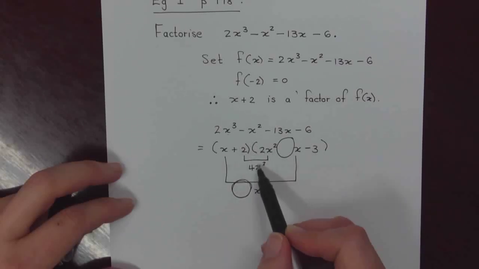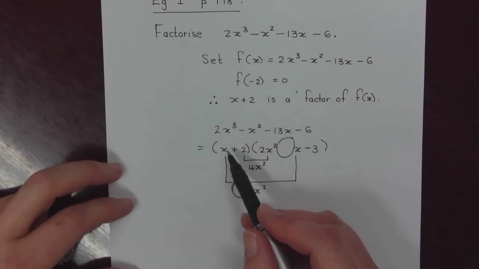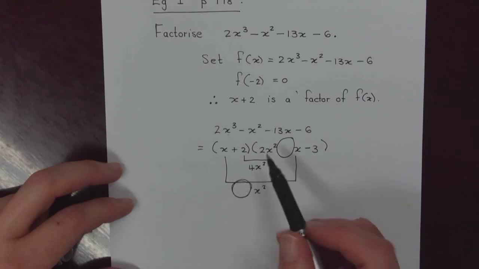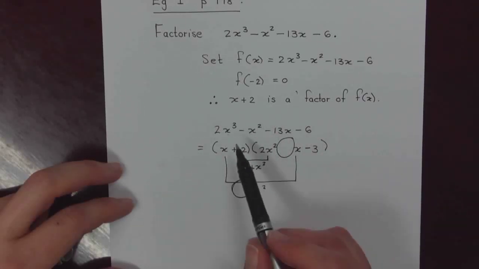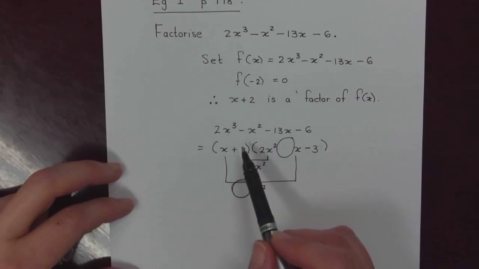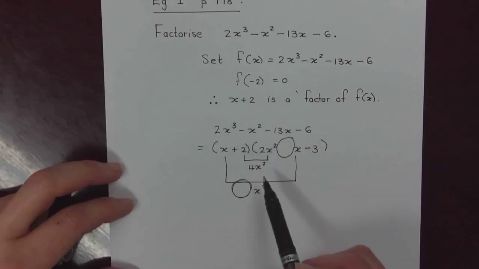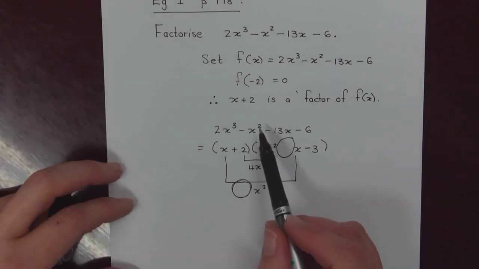This is the only product that will give me x squared, and this is the only other product that will give me x squared. None of the other products, because remember, if I multiply that, it gives me x cubed. If I multiply those, it gives me x. I'm looking for the two products that give me the x squared.